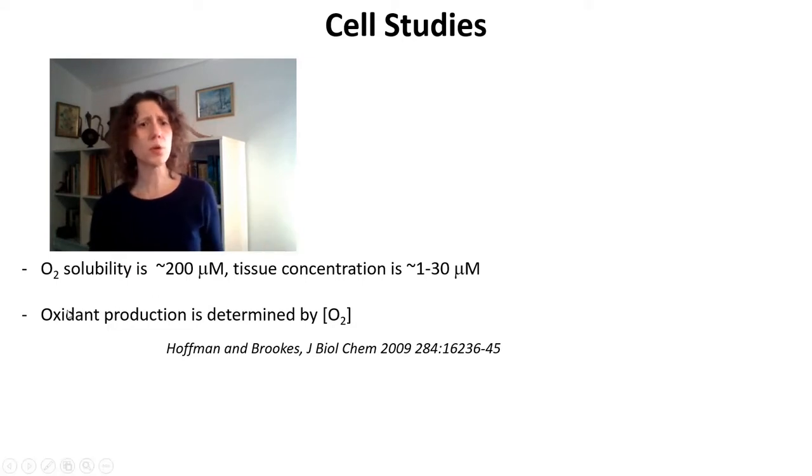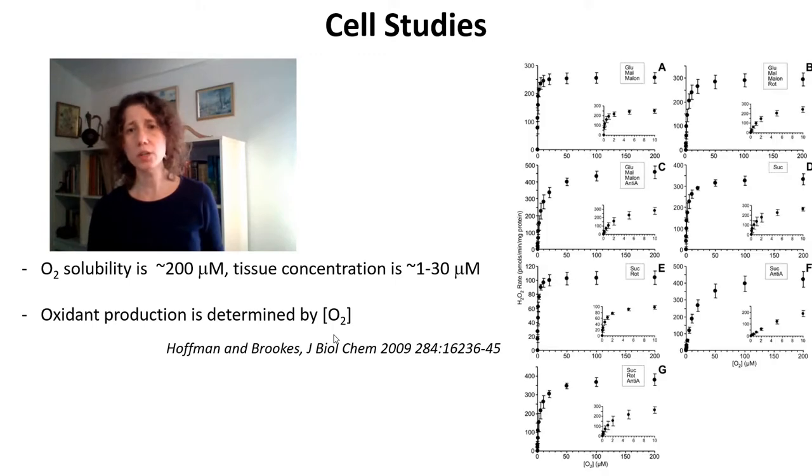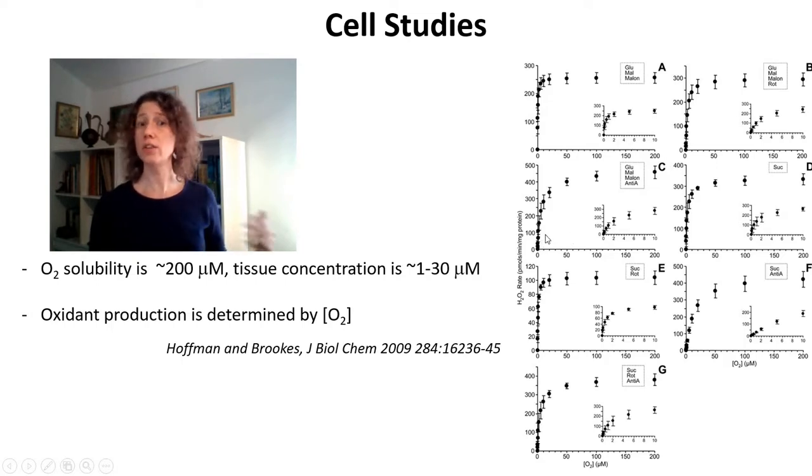And this is very important because oxidant production in mitochondria is strongly determined by oxygen concentration. And this was very clearly shown by Paul Brooks's lab, who quantified hydrogen peroxide release from mitochondria. And here again, they're using Amplex Red linked to HRP, just like the fluorescence traces I showed you when we talked about reverse electron transport.